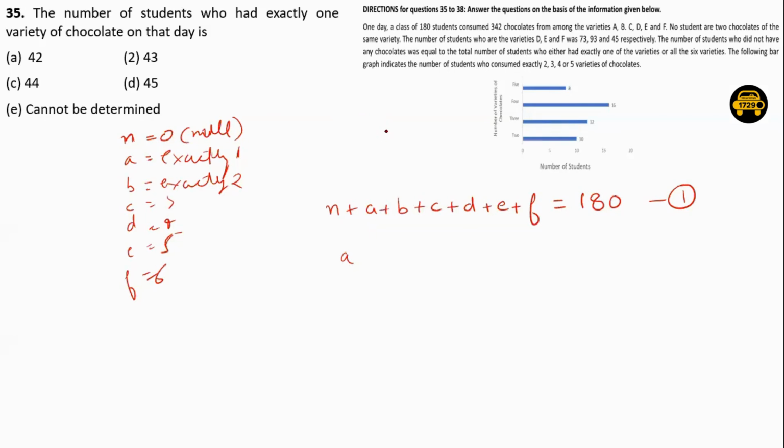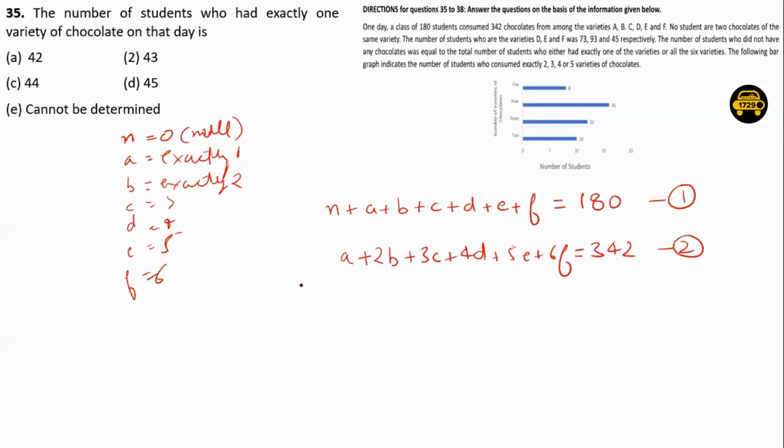So for example, if 4 students are consuming 2 chocolates, the total number of chocolates consumed will be 4 into 2, that will be 8. So if we have to calculate the number of chocolates, this will be 2B. Similarly, it will be 3C, 4D plus 5E plus 6F. And that will come out to be 342.